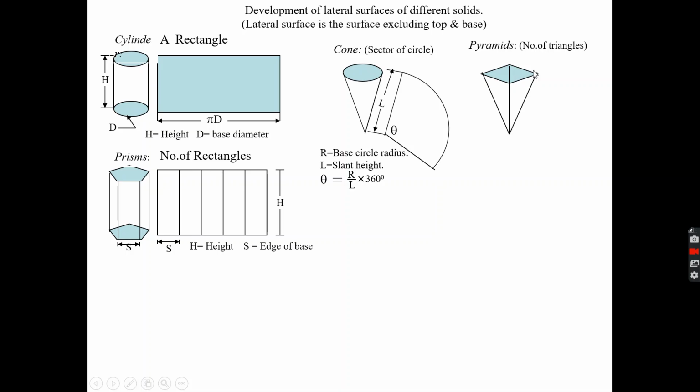to draw a circle at the base of the pyramid. If you draw a circle passing through these corner points of the base, then it will convert to a cone, and you know how to make the sector of the circle if it is a cone. The first part is the same as you did for the cone. So similarly you can make the sector of the circle.